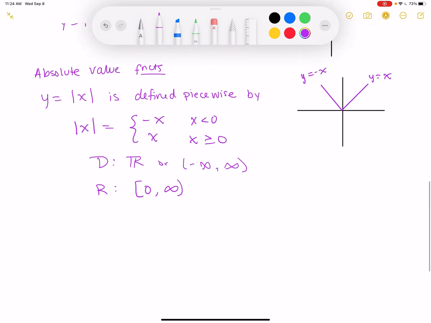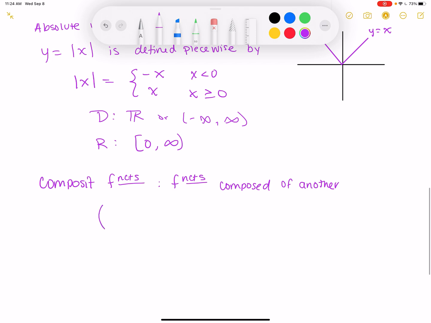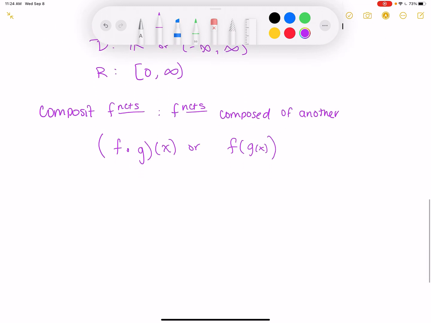And then the last kind of function that I want to remind you of are composite functions. These are functions that are composed of another. There's two ways to write it. It's f of g of x, or f and then inside g of x. Either of those notations is completely fine. Both mean the same thing.